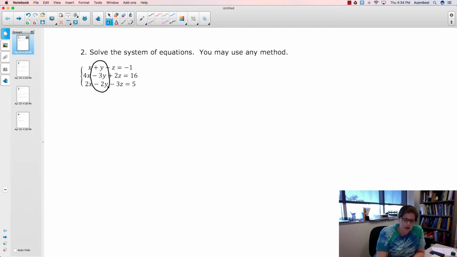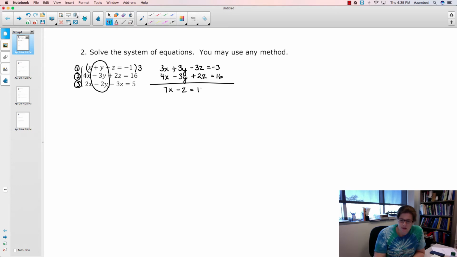So if I multiply equation 1 by 3 and add it to equation 2, I can eliminate y. So I'm going to go through and multiply that by 3, and I get 3x plus 3y minus 3z is equal to -3, and I'm adding that to 4x minus 3y plus 2z equal to 16. So 7x minus z is equal to 13. That's my new equation 4.